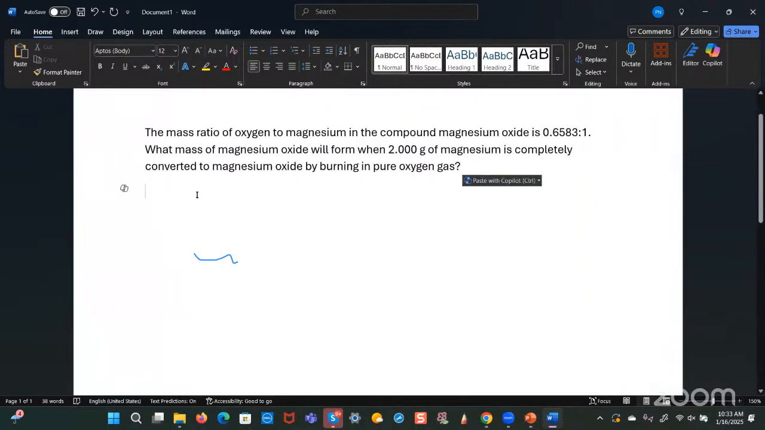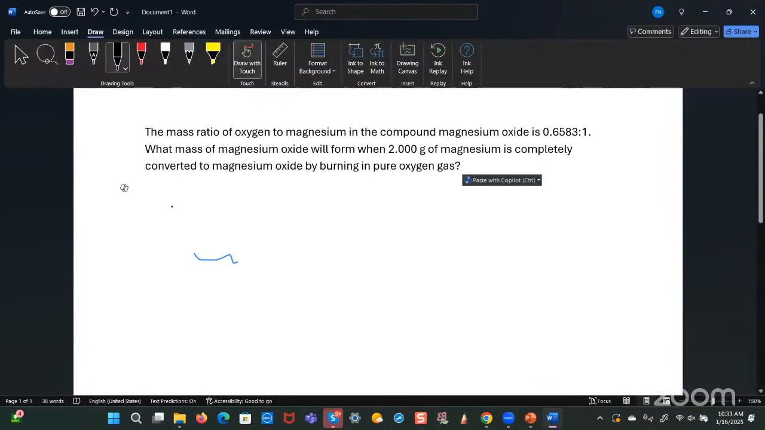Okay, so this is the question here. It says the mass ratio of oxygen to magnesium in a compound is the ratio. The question is asking what mass of magnesium oxide will form when 2.00 grams of magnesium is completely converted to magnesium oxide by burning in pure oxygen. So what I would do first is find out how much oxygen has been incorporated in the magnesium. I would take 2.000 grams of the magnesium and multiply it by the ratio given here, because this gives the ratio of oxygen to magnesium.